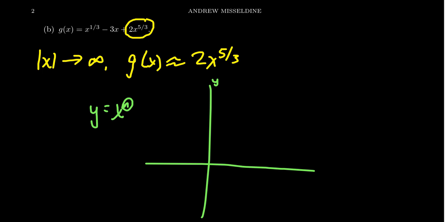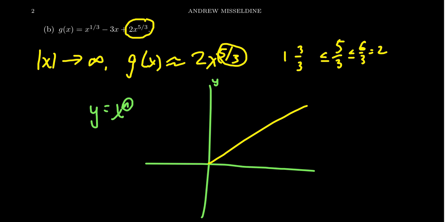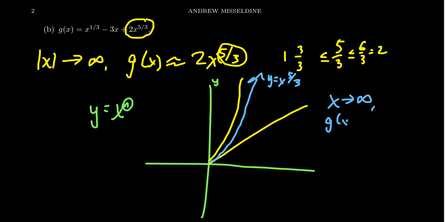And so when you look at something like 5/3, if you want to think about how steep it should be, well, 5/3 is less than 6/3, which of course is 2, but it's also bigger than 3/3, which is 1. So if we draw y equals x to the 1, that's just a straight line like so. If you draw x squared, that's going to be a parabola, so you get something like this. So our function x to the 5/3 will be somewhere in between, kind of close to the parabola. In particular, what we care about with end behavior, as x approaches infinity, we will see that g of x will approach infinity as well.